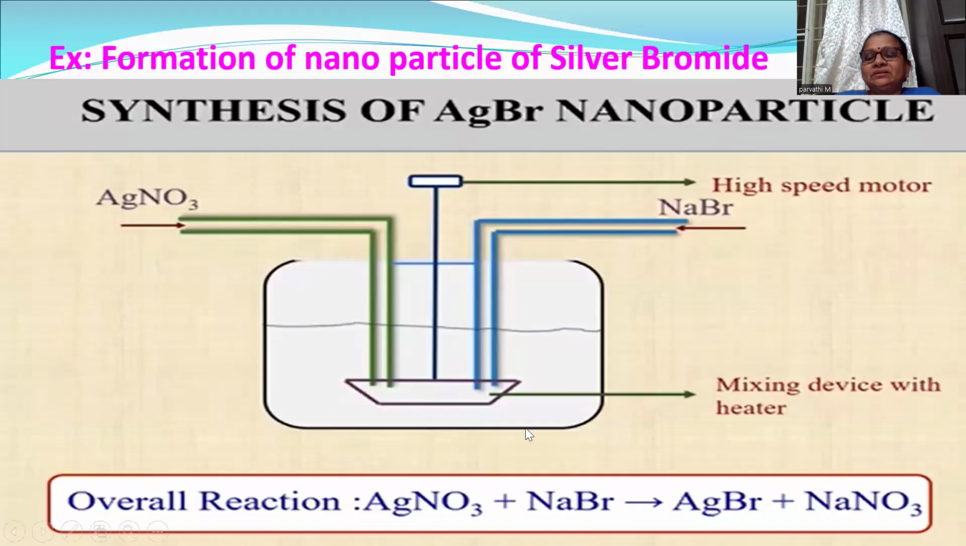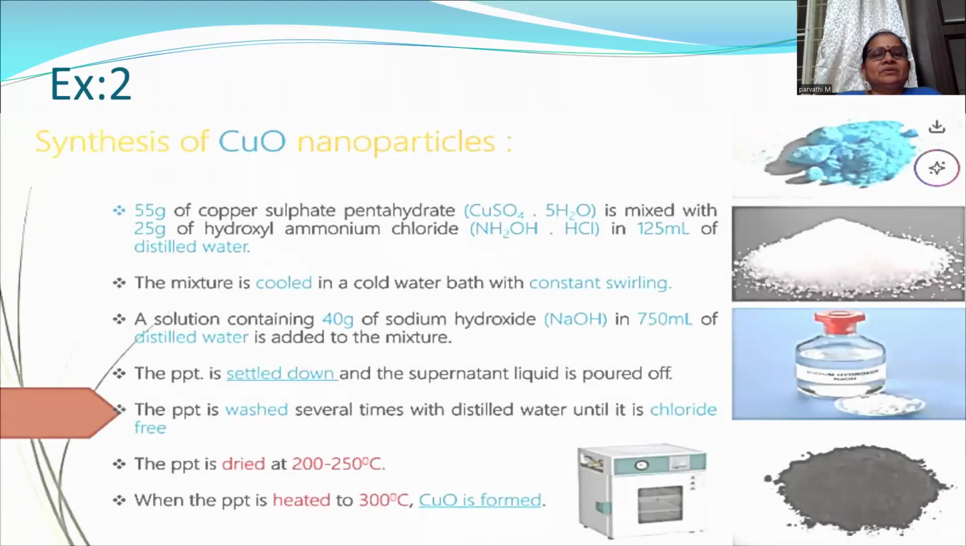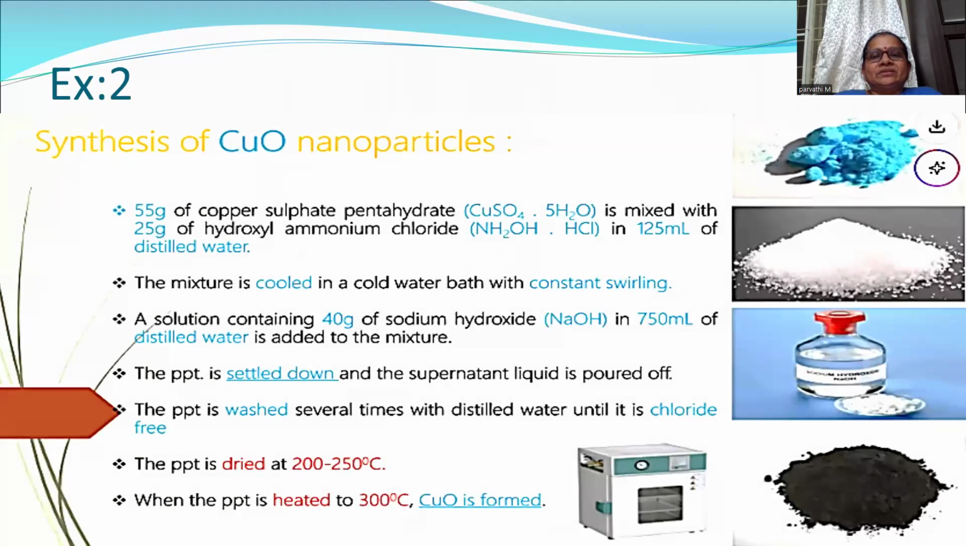So here, silver bromide is the required nanoparticle. Synthesis of silver bromide nanoparticle is one example shown here. For this, silver nitrate and sodium bromide are used as the compounds. Then this is one more example, copper oxide nanoparticle formation.